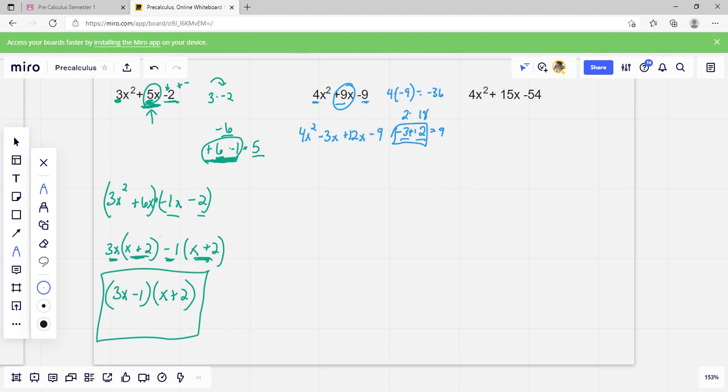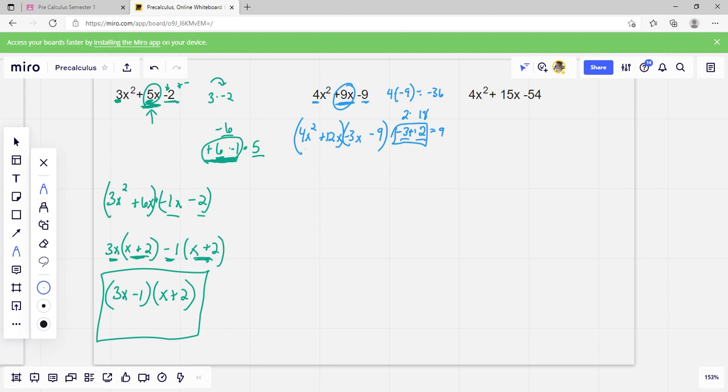Or I could rewrite it the other way around. I could say positive 12x and negative 3x. 12 minus 3 makes 9, so that adds to make that. All right, now I'm going to divide this into two pieces, here and here.